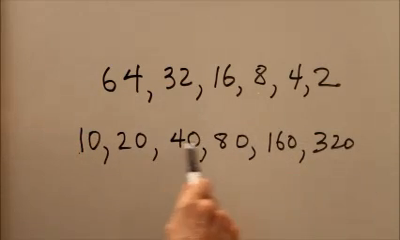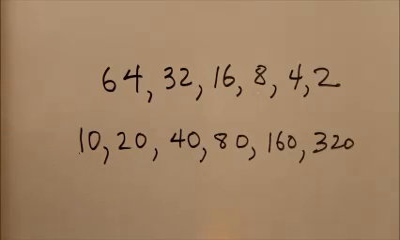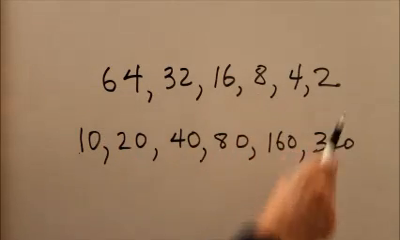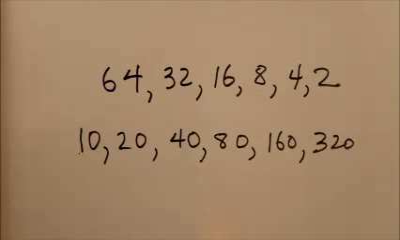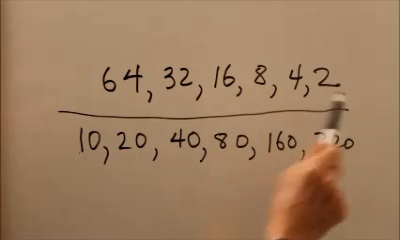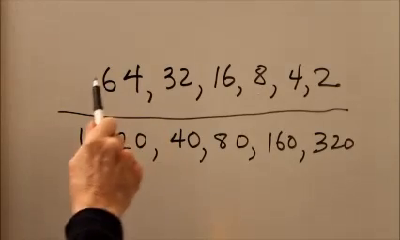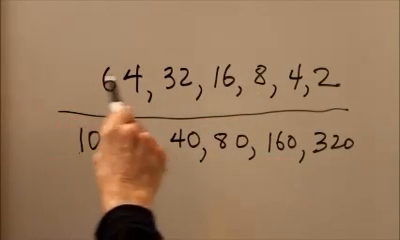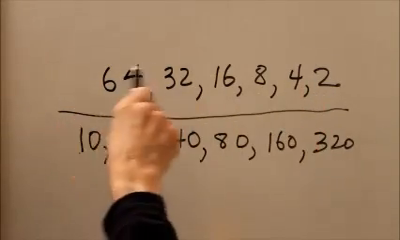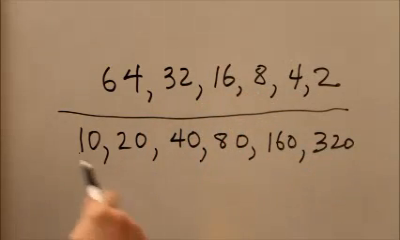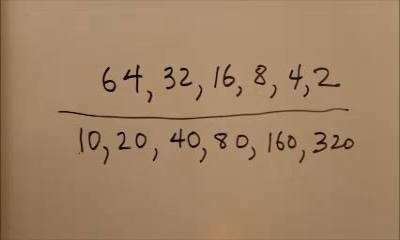So the numbers here keep increasing by a factor of 2, whereas the numbers here keep decreasing by a factor of 2. So the proportions are inverse. Here we keep going half, half, half, half, and half. Here twice, twice, twice, twice, twice. That's what inverse proportion means.